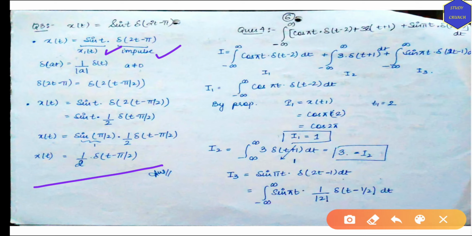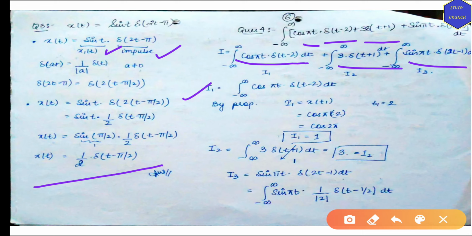Now moving on to the next question, that is 4. We have the limit as minus infinity to infinity, cos of pi t delta t minus 2, 3 delta t plus 1, plus sin pi t into delta 2t minus 1 dt. So again we'll be solving it in 3 parts. I1 is this first part, I2 is 3 delta t plus 1, and sin pi t is the third part.